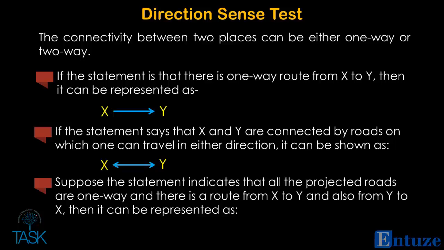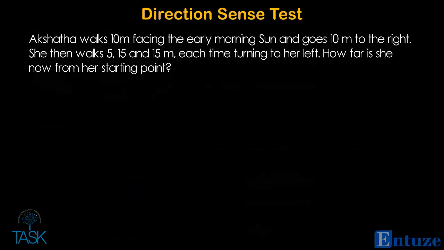Suppose the statement indicates that all the projected roads are one way and there is a route from X to Y and also from Y to X, then it can be represented as X arrow Y and Y arrow X. From X to Y, there is one route. From Y to X, there is another route. Let us see an example.